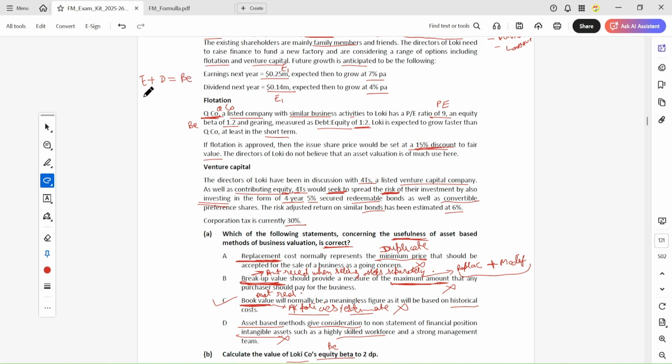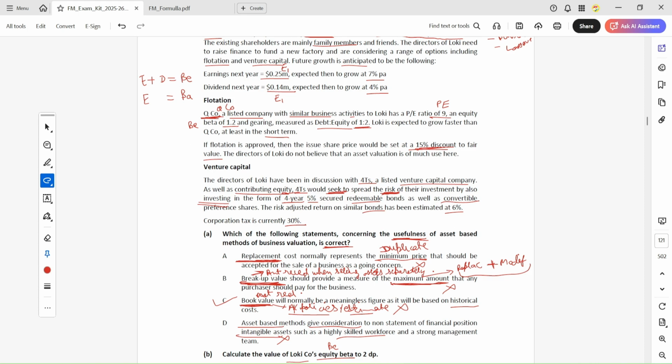But if a company is financed only by equity, there is no debt, then it will be asset beta. So remember that equity beta applies when a company is financed by equity and debt, and asset beta is when a company is financed only by equity.